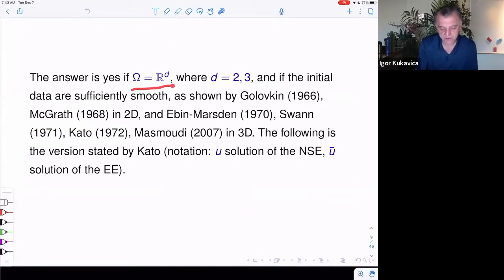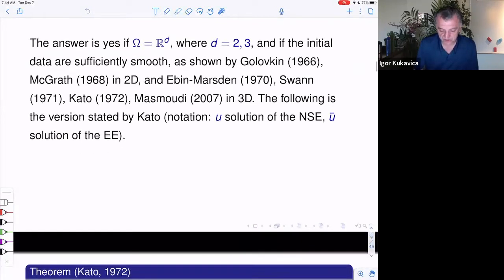So when the domain is without boundaries, so if Omega is R^d, or if it is the torus T^d, and the dimension is 2, 3, there is a history of the problem, and the answer is basically yes. First, initially, the proofs were using Hölder spaces, and even in the initial paper by Ebin and Marsden, they proved the inviscid limit in this case. The simpler proof is then given by Kato, and then perhaps the best current result is by Masmoudi. So I'll mention these two results below.